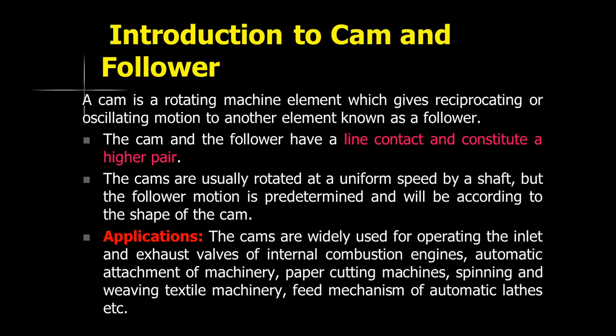During the power stroke also, the inlet valve and the exhaust valve should be in the closed condition. And in the last stroke, the exhaust stroke, the inlet valve remains closed and the exhaust valve should be opened, so that the burnt gases will go out. To obtain the different motions of the valve, we are using the cam and follower mechanism. Then automatic attachment of machinery in paper cutting machines, spinning and weaving textile machinery, feed mechanism of automatic lathes, etc. So it is being used in many fields.